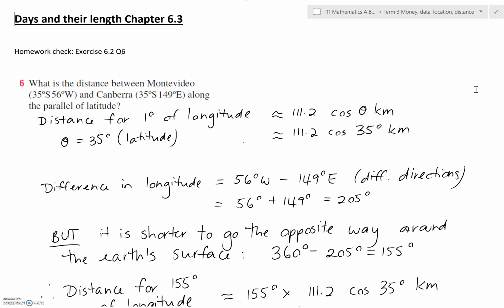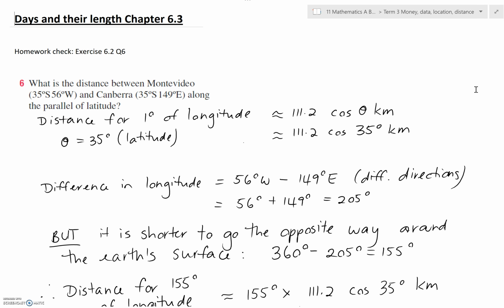Now, in this case, our longitudes, one is west and one is east. So just like when we had one north and one south for latitude, we need to actually add them together because they're in different directions. So we've got 56 degrees west to go. We need to go all the way back to 0 and then go another 149 degrees in the easterly direction. So altogether, we've got 205 degrees difference in longitude.